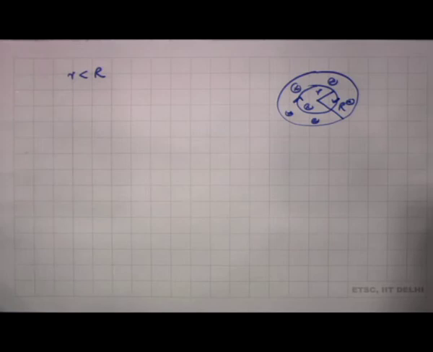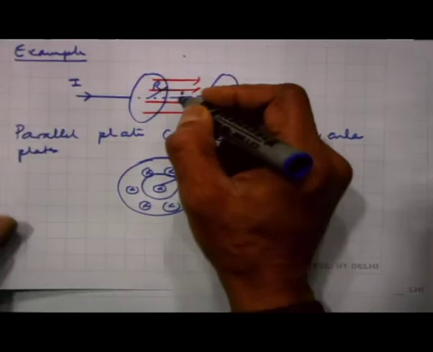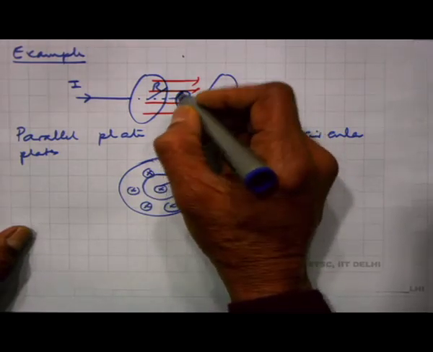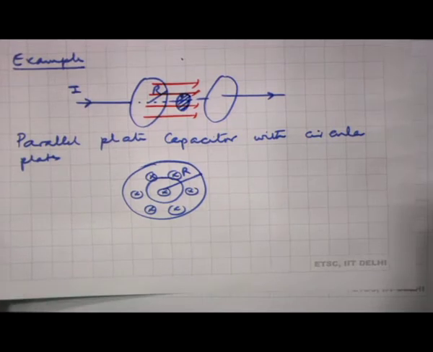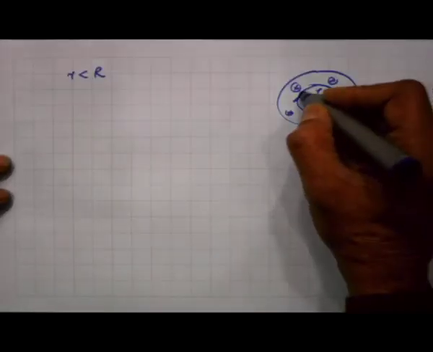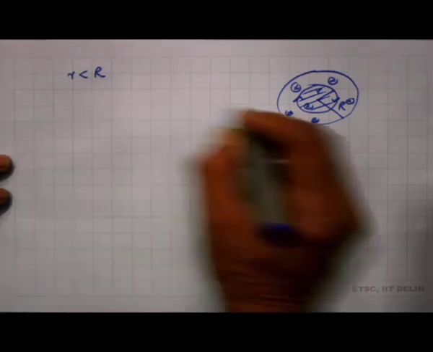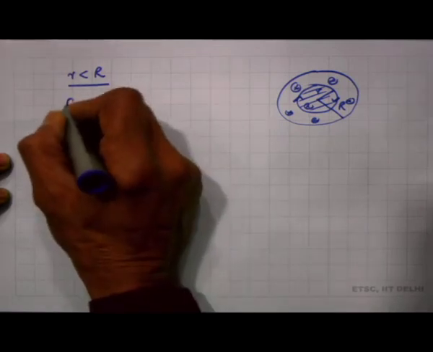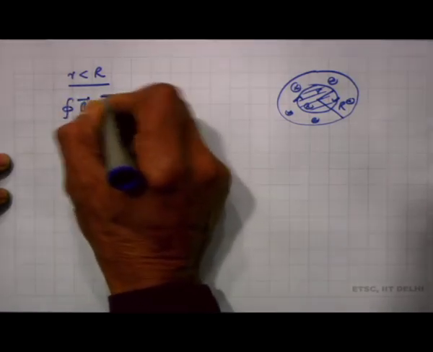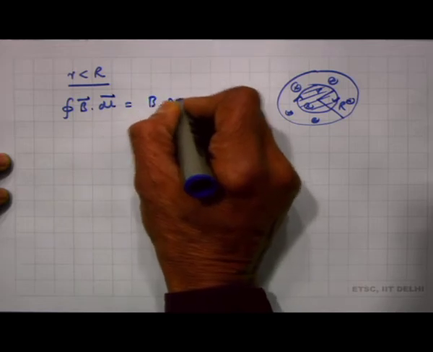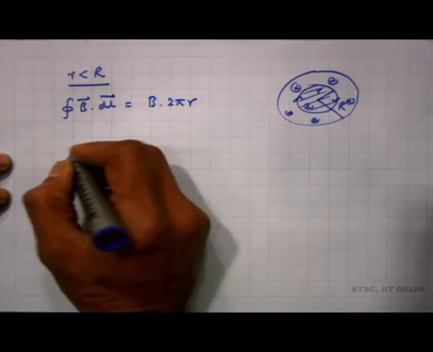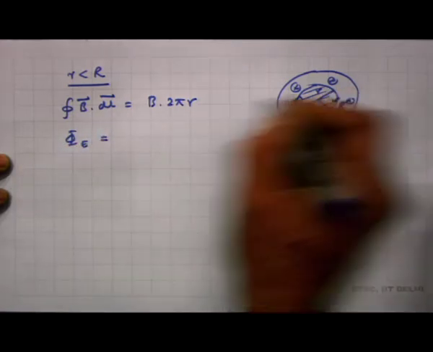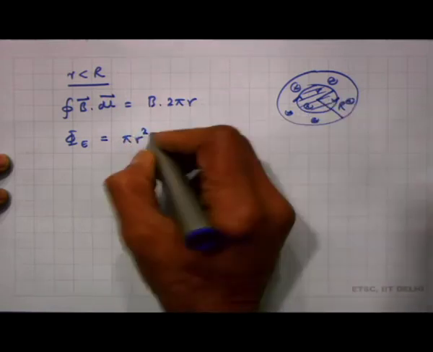This is my path of integration, and I take the simplest surface, just like before. Because of symmetry, B is azimuthal. So, the integral of B dot dl is nothing but B times 2 pi r, and the electric flux is equal to the area, pi r square, into the electric field E.